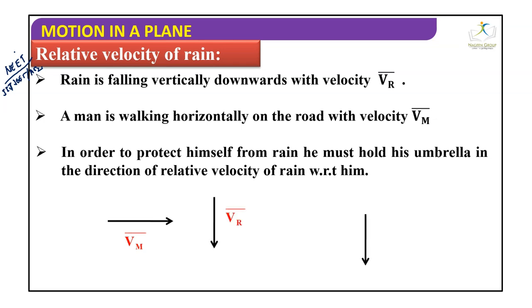Vm. So VR equals, we get minus of Vm, and the resultant vector we will get here.